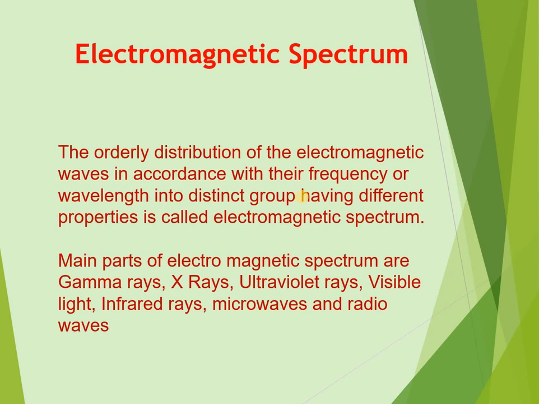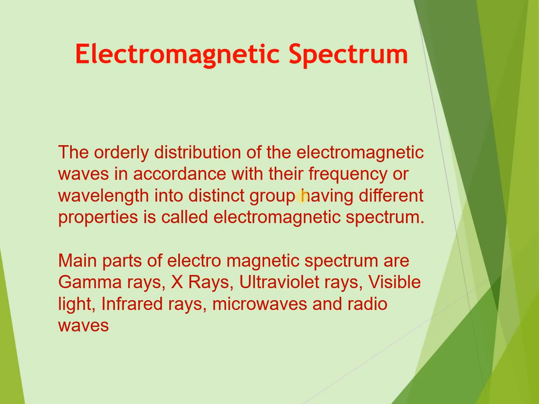Initially I'll tell you about the electromagnetic spectrum. What is the electromagnetic spectrum, or what is a spectrum? A spectrum is anything which is arranged in a proper order, in a particular ascending order or a particular descending order. Here all the waves are arranged in terms of wavelength or frequency. They may be in ascending order or descending order, arranged orderly, distributed in distinct groups, and having different properties. So the collection is called the electromagnetic spectrum or EM spectrum.